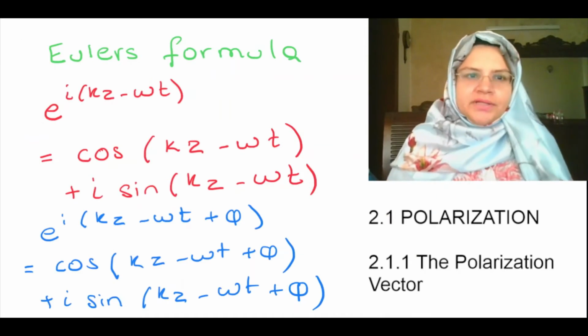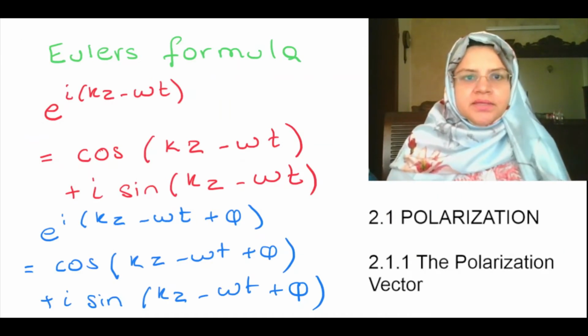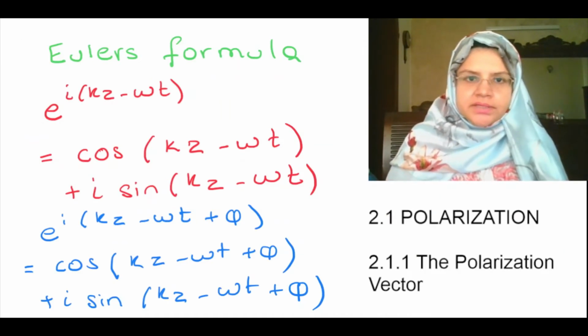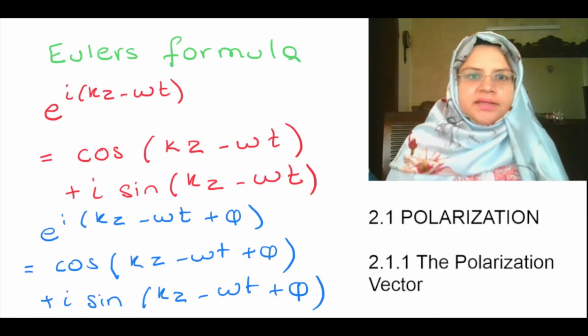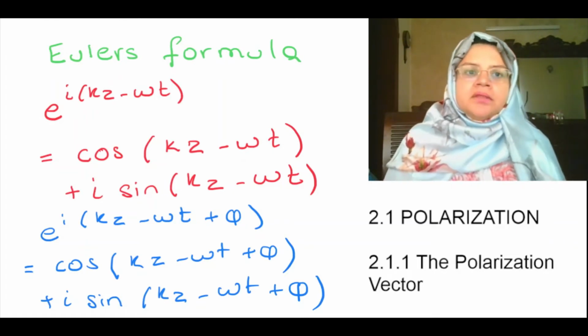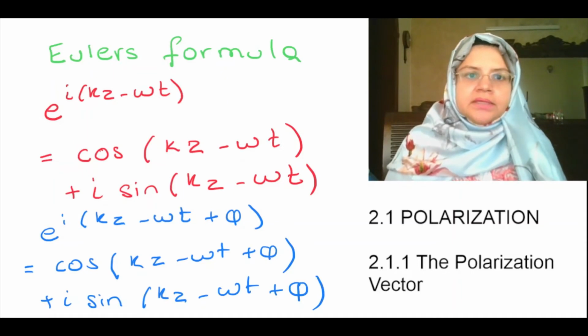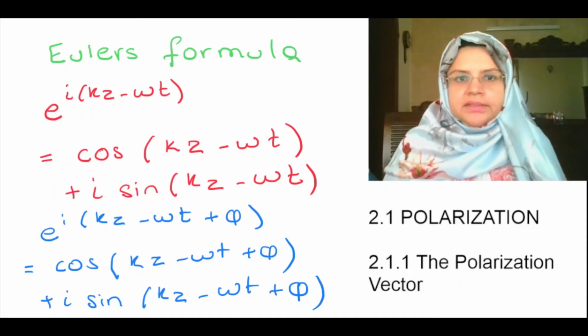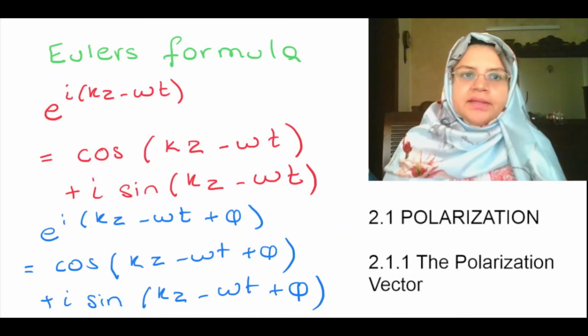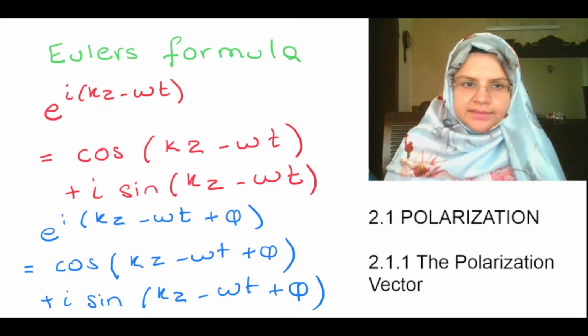We know Euler's formula: e^(i(kz - ωt)) = cos(kz - ωt) + i sin(kz - ωt). The cos(kz - ωt) is the real term and i sin(kz - ωt) is the imaginary term. To find the electric field, we'll only consider the real term.